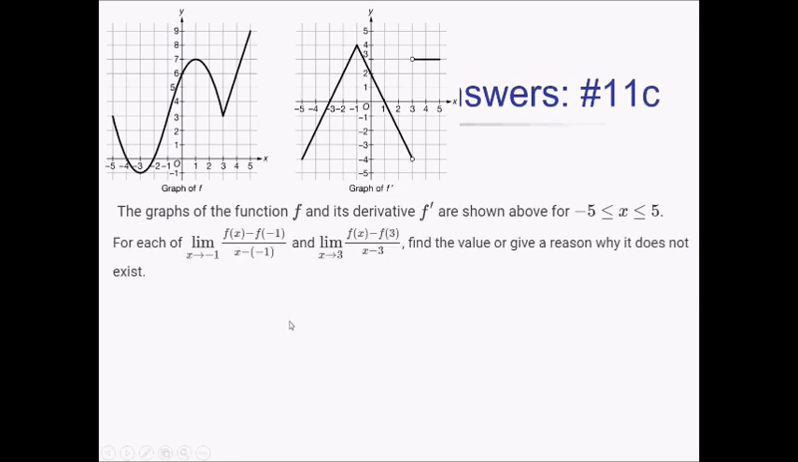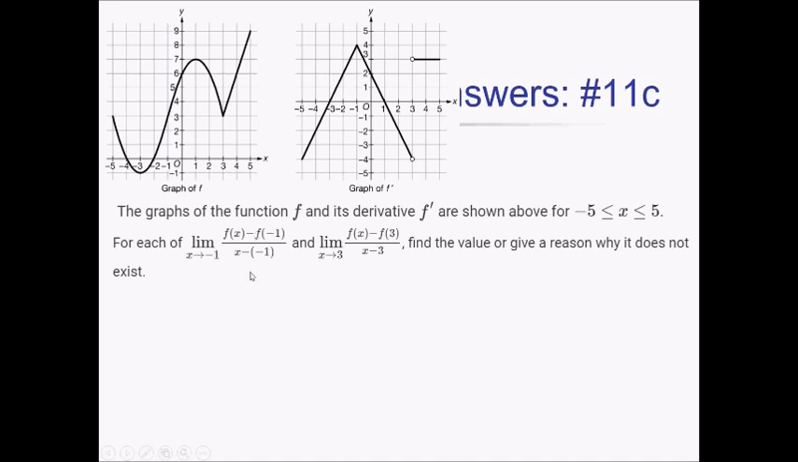For this part of the problem, they're giving us 2 limits. One is the limit as x approaches negative 1 of (f of x minus f of negative 1) over (x minus negative 1), and this other limit here. They want the value or a reason why it doesn't exist. So they were a little bit sneaky here, but what they're actually asking you for are some derivatives. This is actually, you might recognize, the Leibniz form of a derivative. It doesn't get used as often as Newton, but here it is.